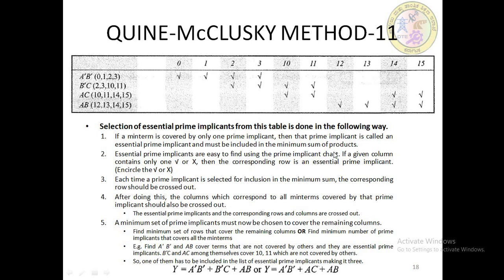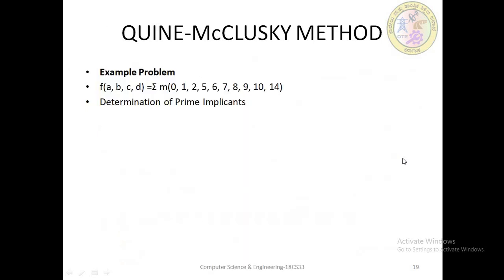Okay, the same thing has been explained here. So this will be the prime implicant because it has not been covered by any other one. The same applies to this one also. For consideration of 10 and 11 sequence number, either you have to take B dash C or you need to take AC. That way it can be found.